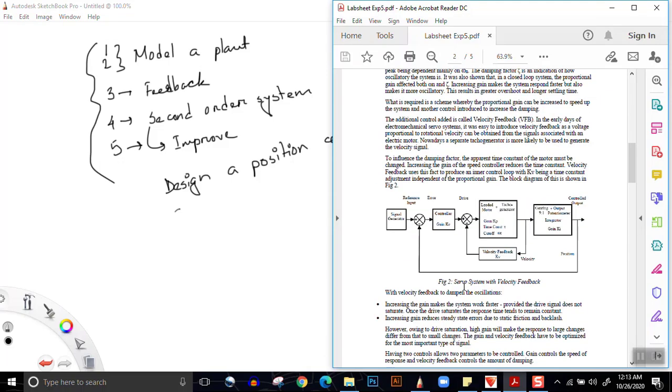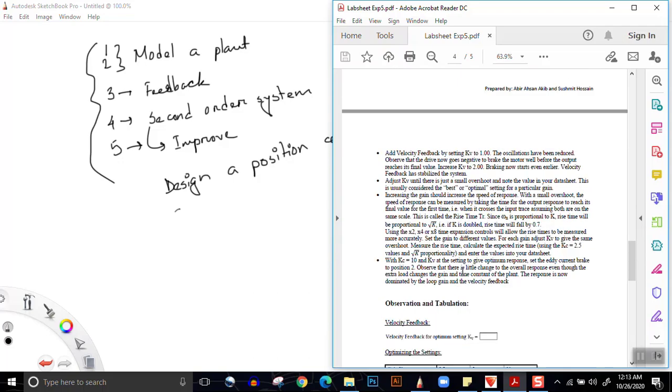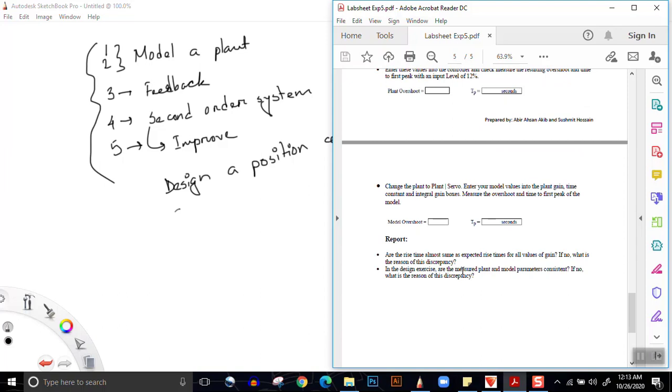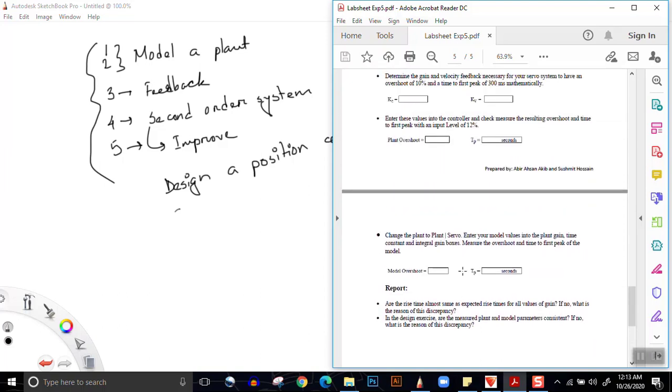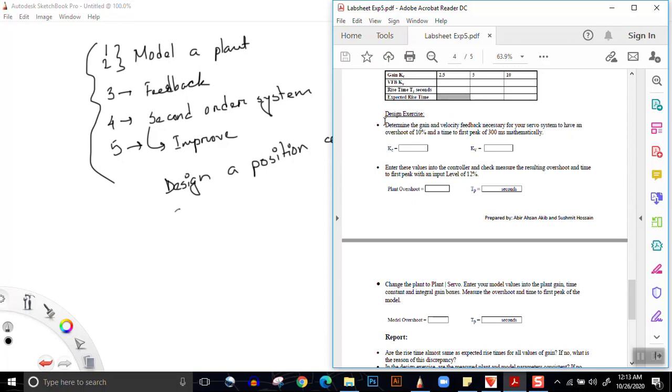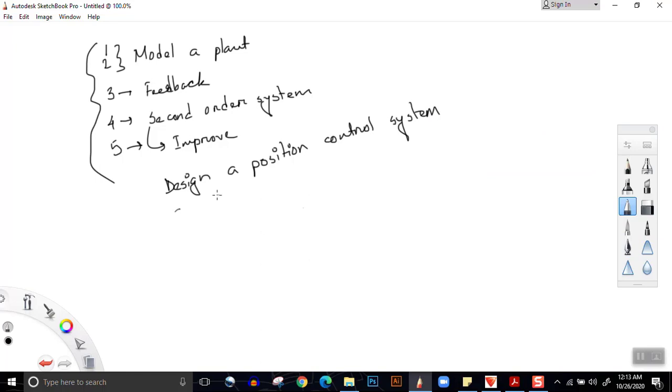This should be somewhere in the theory, but I cannot find it at this moment. But that's not necessary. That won't be a problem. Okay, this is here, design exercise. Determine the gain and velocity feedback, that is Kc and Kv, for overshoot of 10% and first peak of 300 milliseconds. So we are told to design a system which will have percent overshoot of 10% and Tp equal to 300 milliseconds.